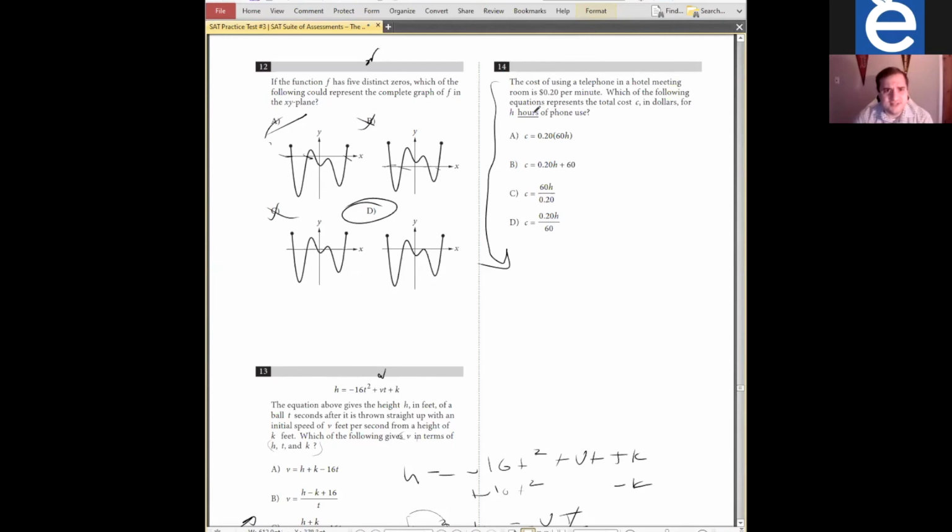Which of the following represents the cost per hours of use, right? So let's say we do this for exactly 1 hour, right? So we know 1 hour is 60 minutes. So we know the cost if we did that. So if we use this for 1 hour, that would be 60 times 0.2. So we know if we did it for an hour, we would get 60 times 0.2. The phone call would cost $12.